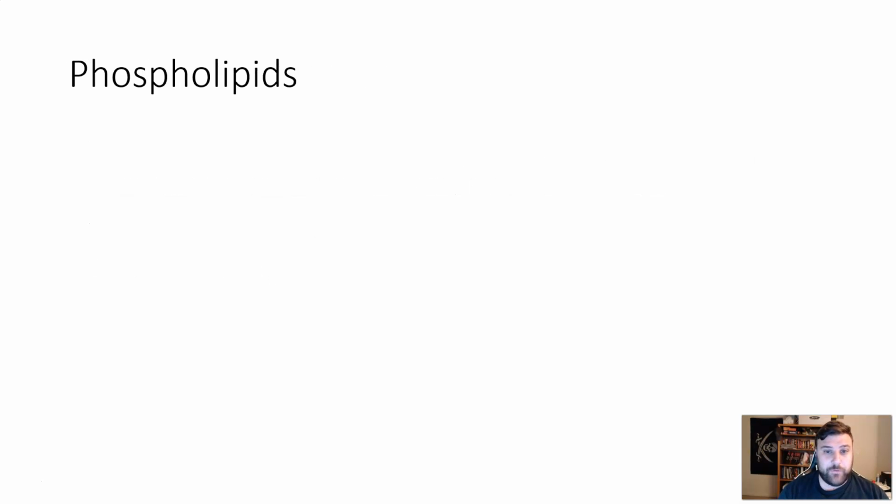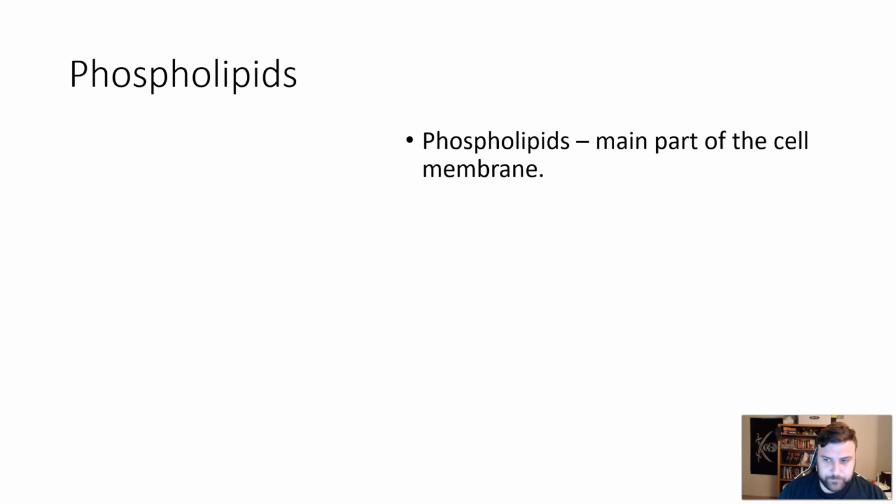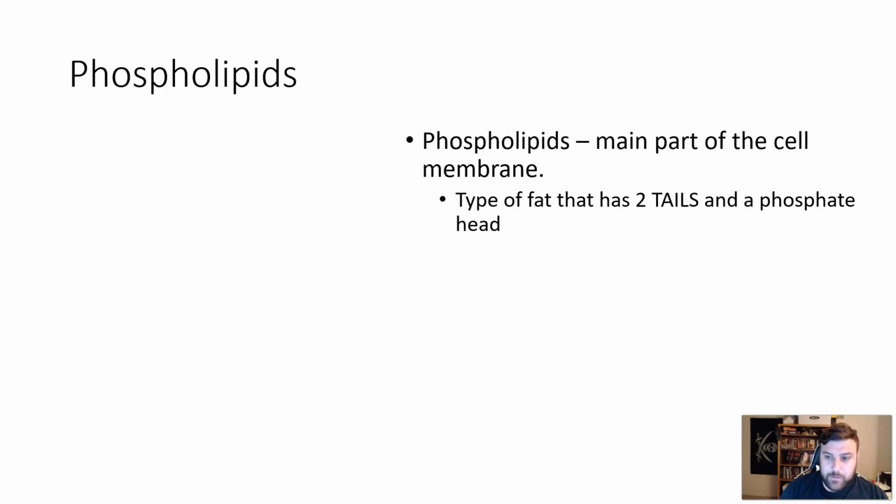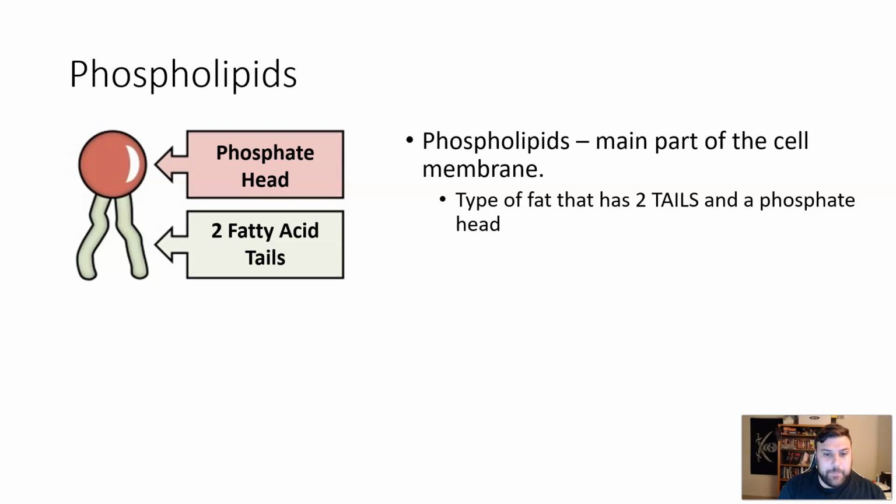The first and most important thing to talk about with the cell membrane is something that is called a phospholipid. Now, I've mentioned these before when we talked about biomolecules. Phospholipids, they are the main part of the cell membrane. They're the main piece of it. It is a type of fat that has, instead of three tails, only two tails, but it has this phosphate head that gives it certain properties that let it align in the proper way.